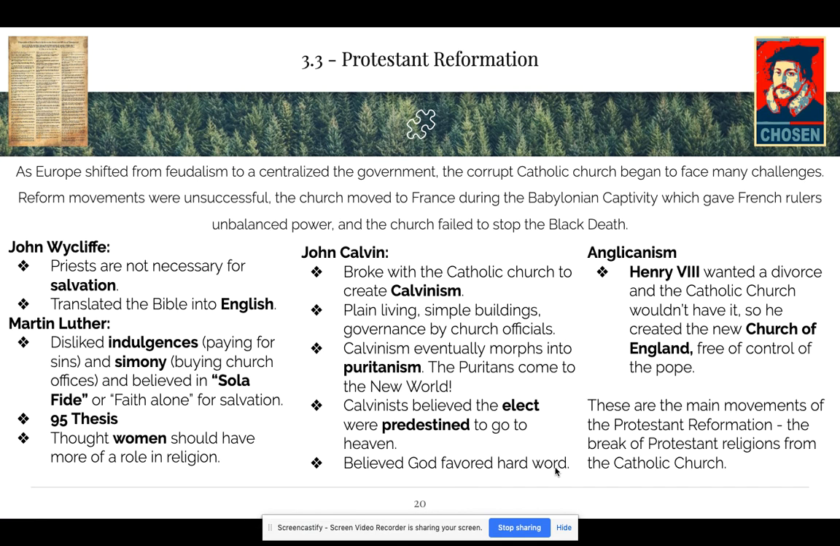So that is Calvinism. That eventually turns into Puritanism. They come to the New World, have very similar beliefs to Calvinism, but these are kind of the first leaders of the Reform movement. There's got to be a change.